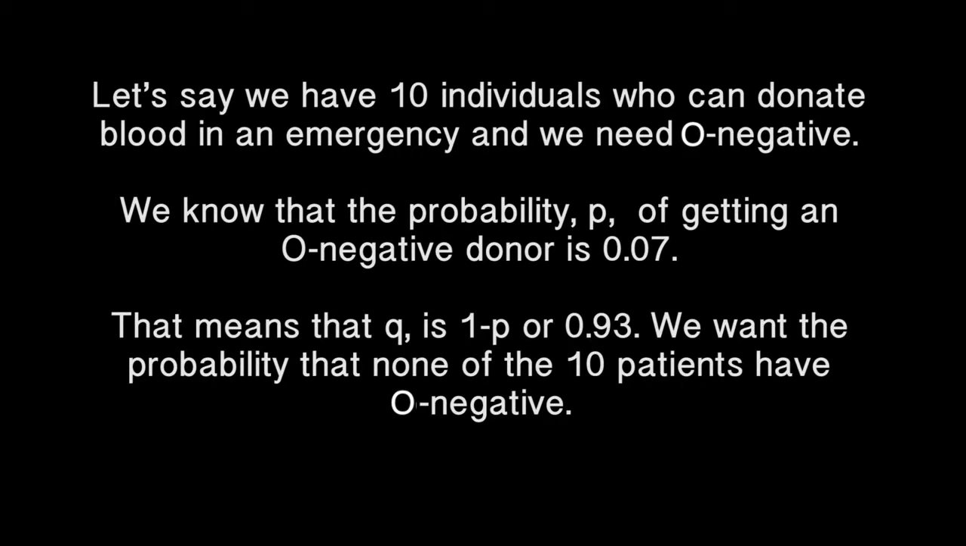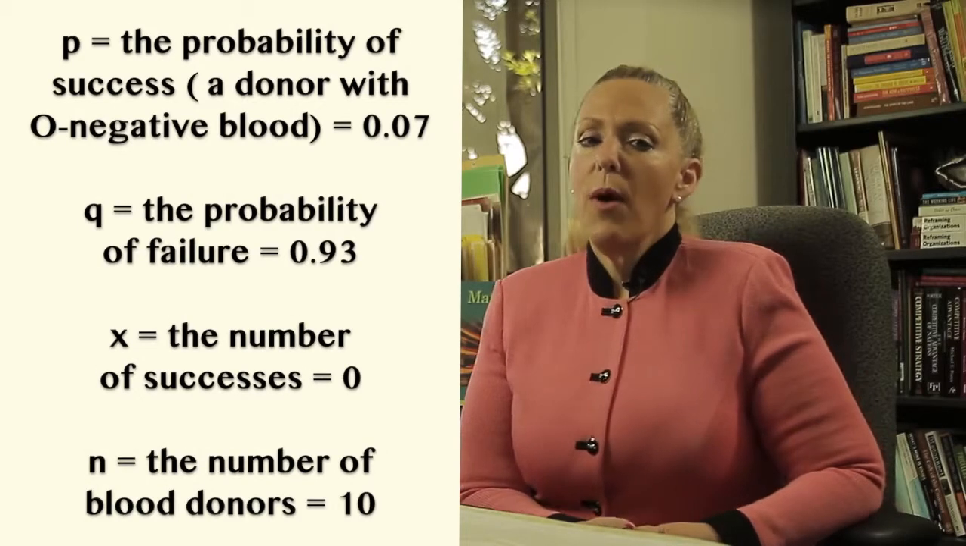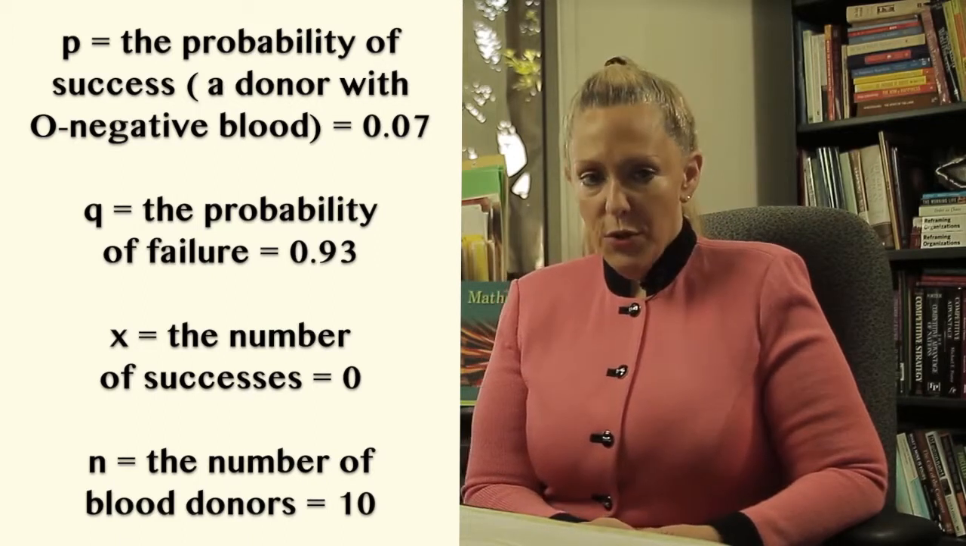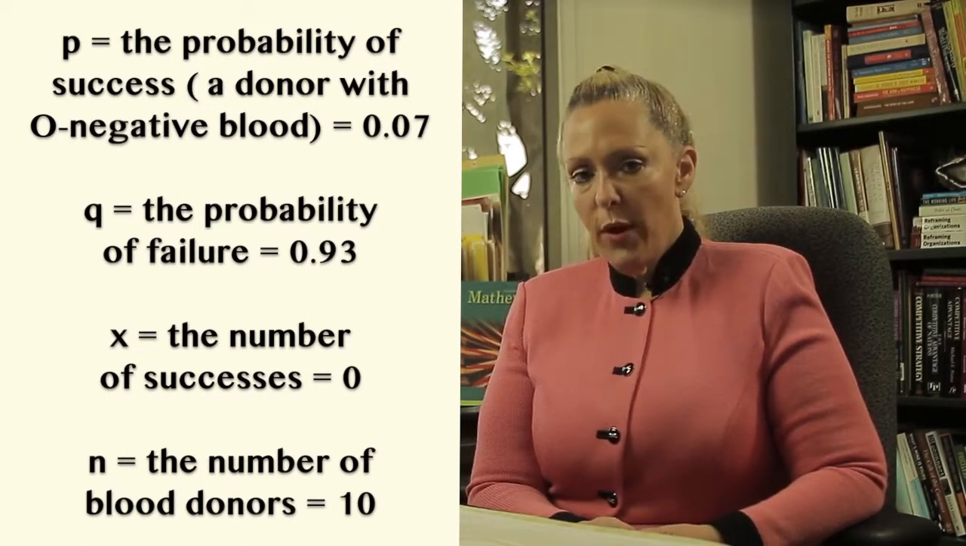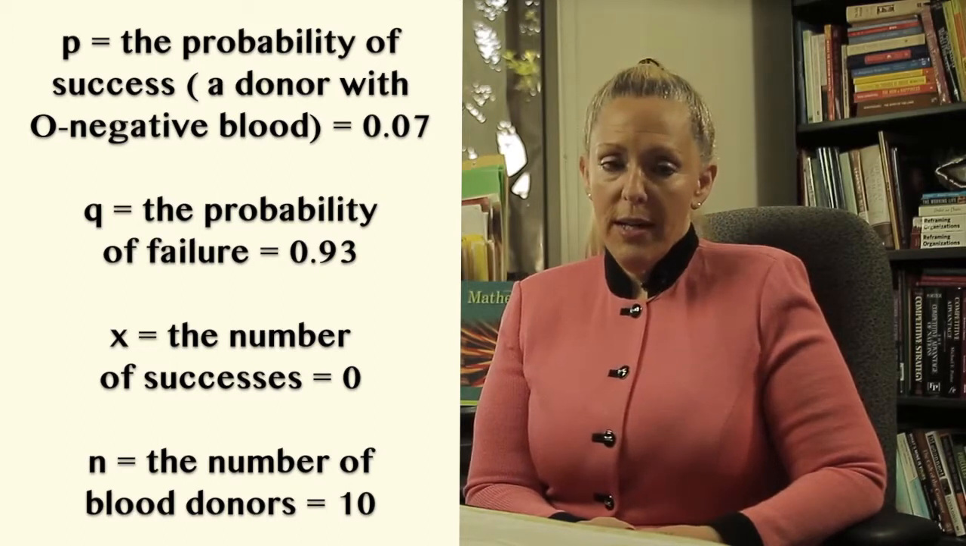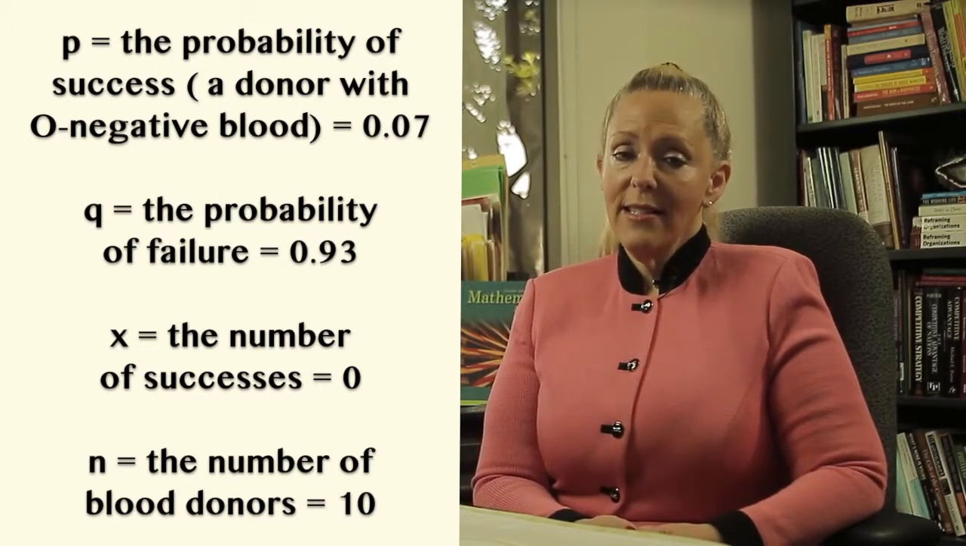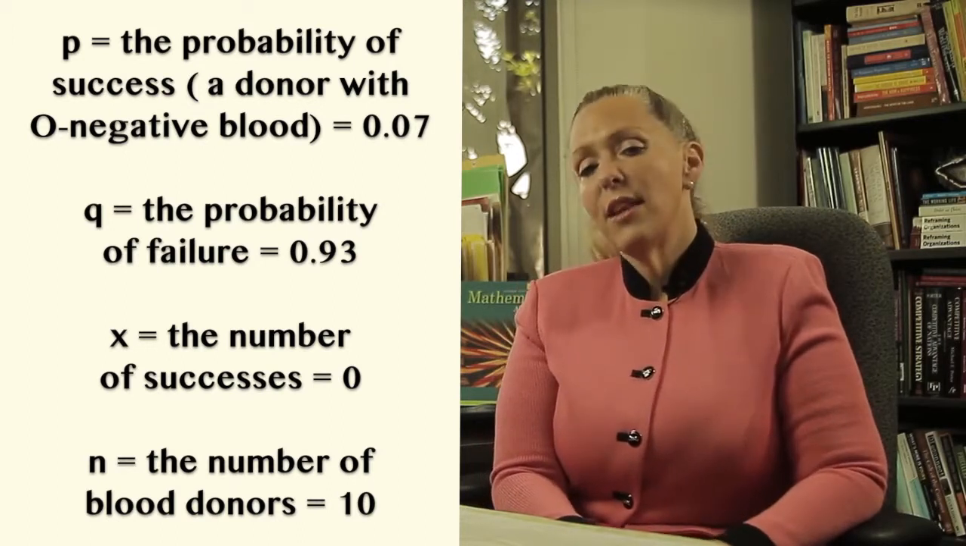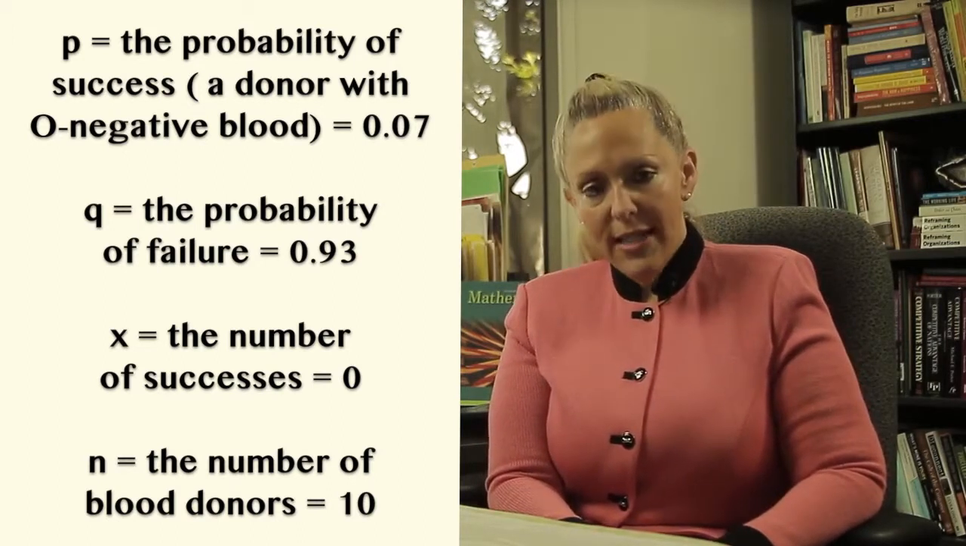That means that q is 1 minus p, or 0.93. We want the probability that none of the 10 patients have O-negative blood. p equals the probability of success, a donor with O-negative blood, which is 0.07. q is the probability of failure, which is 0.93. x is the number of successes, which is 0. And n is the number of blood donors, which is 10.